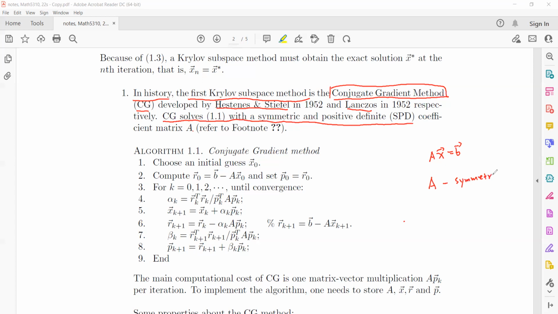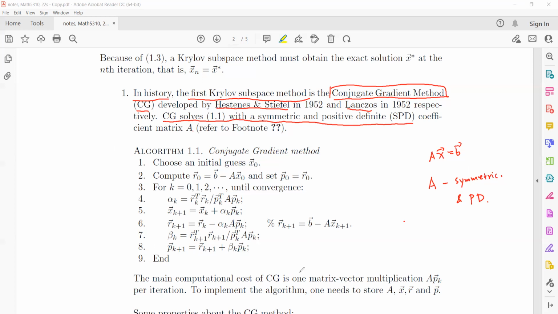and positive definite. What does it mean? The eigenvalues of this matrix A are positive. We assume A is symmetric and its eigenvalues are all positive. Then we can apply CG to solve the linear system. Here is the CG algorithm.